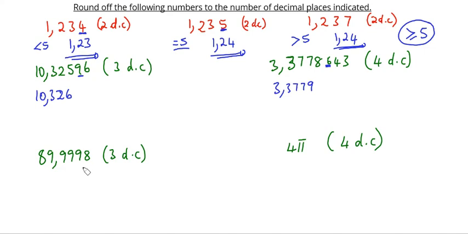Now, what about this one here? We need how many numbers? 3 numbers after the comma, 3 digits after the comma. Then what do we do here? 1, 2, 3, and we are ending at 9. So we need to look at 8. Now, 8 is above 5, so it's going to add a 1.